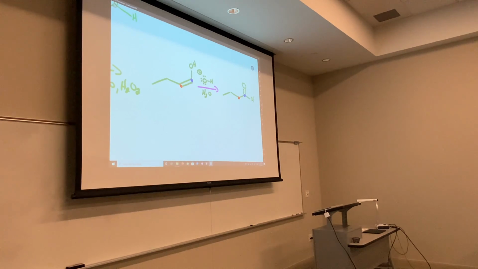Watch your arrows. Right? Arrows always go from the negative to wherever they're ending up, right? Okay. So you do that, and then you need to do what? Mm-hmm. Yep. Got to do something.